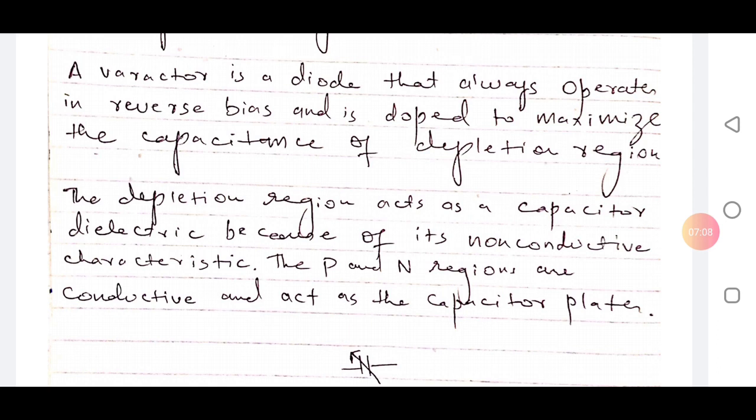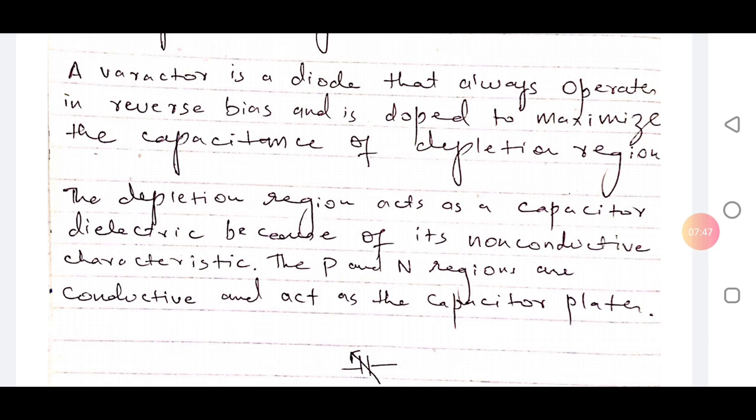The depletion region acts as a capacitor dielectric because of its non-conductive characteristics. Now in this paragraph, we are comparing a varactor diode with a capacitor. As we have already said in the previous description of the varactor diode, a varactor diode works as a capacitor. It is basically a voltage-controlled capacitor. So now we have to compare the characteristics of a capacitor with the varactor diode.